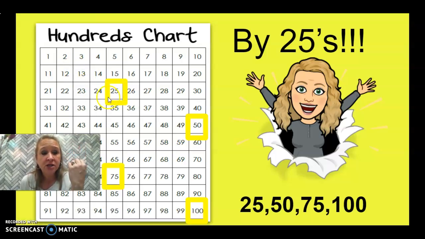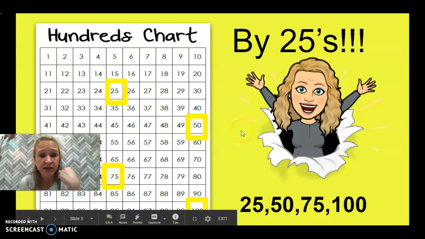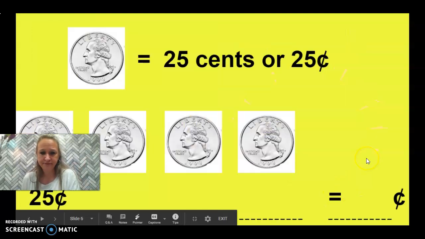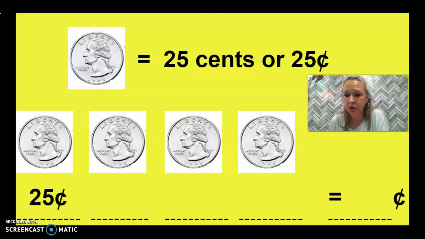Count with me. 25, 50, 75, 100. Try that again over here. 25, 50, 75, 100. That's all you have to know to count quarters right now. So remember, a quarter is worth 25 cents. How much is a quarter worth? 25 cents. So let's count these quarters and count on so that each quarter has the correct amount for the value of that number of quarters.